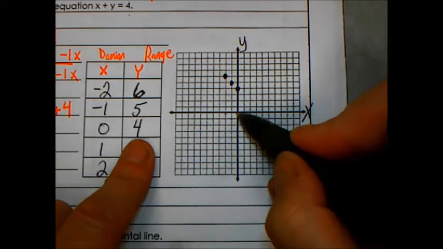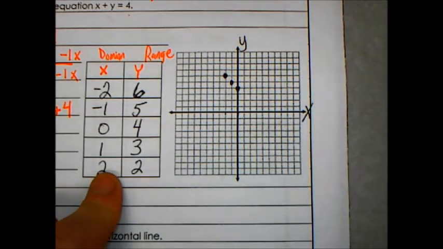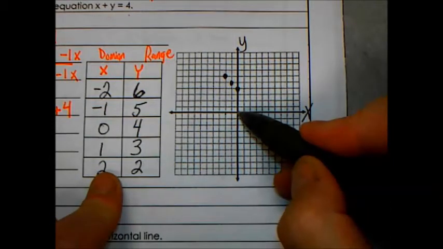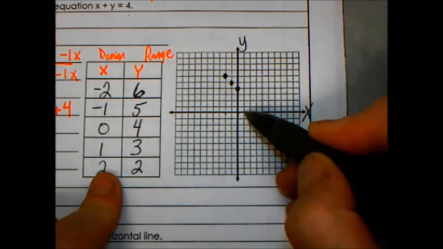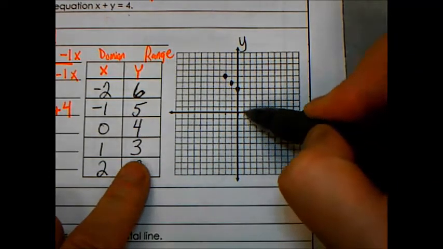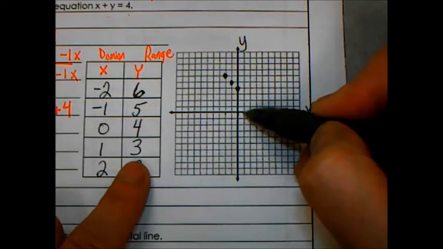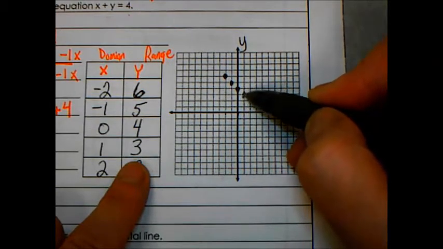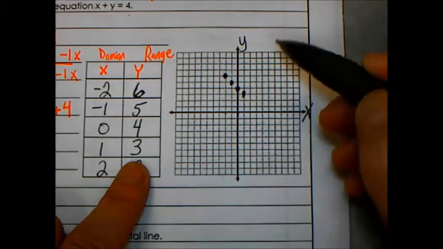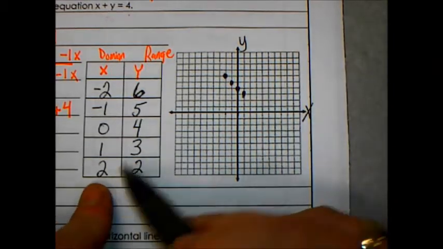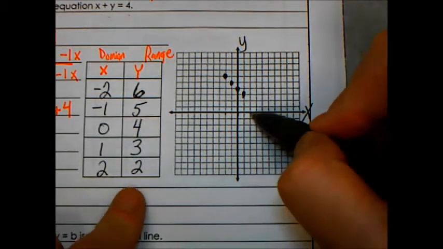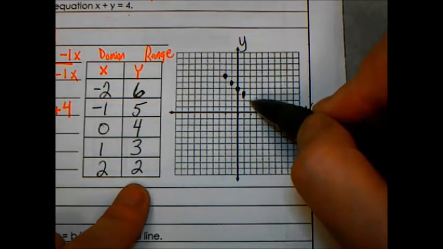Okay. Then I go to the next one. It has a +1. So from the center, now I'm going to go right 1 and up 4. I'm sorry, up 3. 1, 2, 3. Put a dot. And the last point will be 2 and +2.